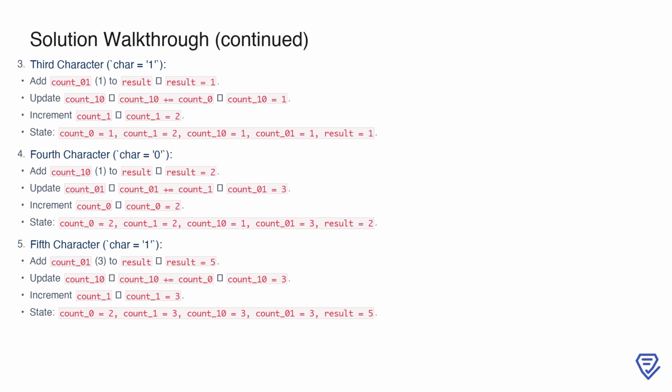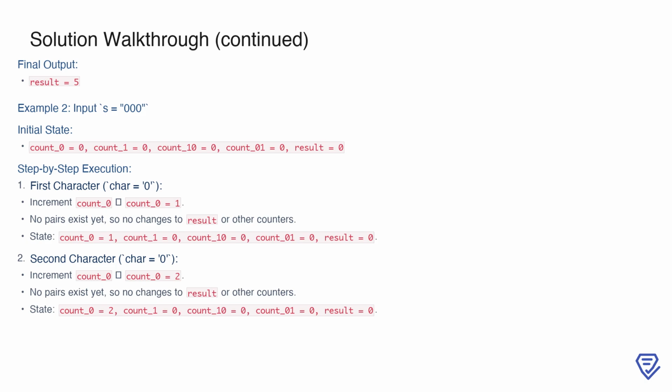For the fifth and final character, 1, we add count_01, 3, to the result, updating it to 5. We then update count_10 by adding count_0 to it, setting count_10 equals 3. Finally, we increment count_1 to 3. The final state for this example is count_0 equals 2, count_1 equals 3, count_10 equals 3, count_01 equals 3, result equals 5. The final output for the first example, s equals 10101, is result equals 5.